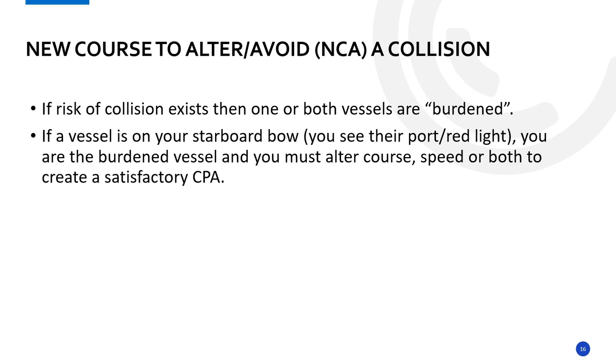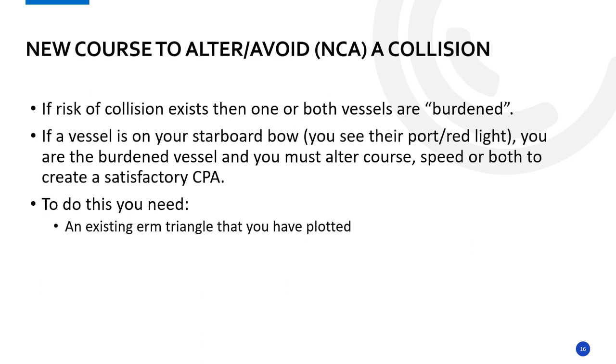If you're seeing their port light or red light, you are the burdened vessel. If they're seeing your green light, they are the stand-on vessel. Anyway, you may have to alter course, speed, or both in order to have a satisfactory CPA. To do this, you're going to need an existing ERM triangle that you have already plotted. And then you're going to need to know the CPA that you wish to create, that you want a new CPA. You have a CPA that is undesirable.